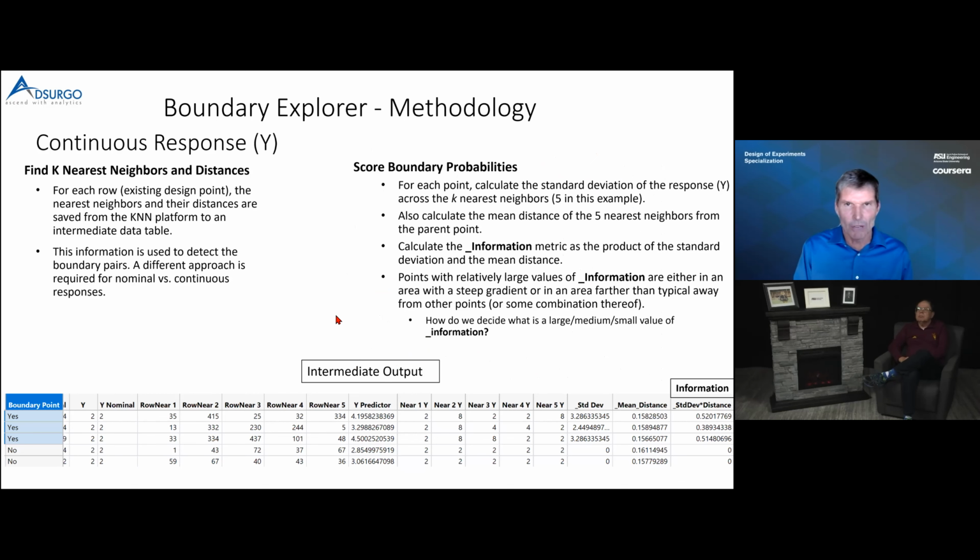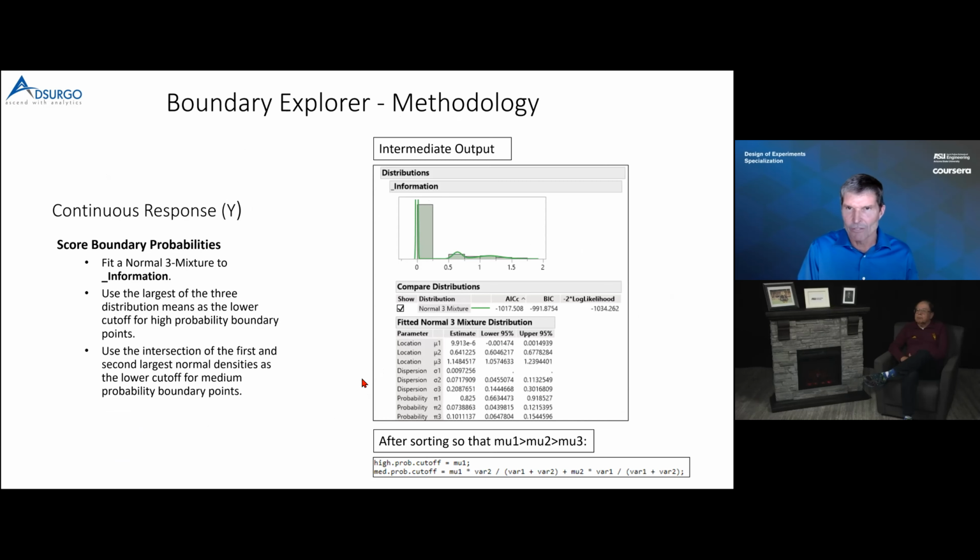Not getting too much into the weeds here, but if I take a look at this particular row, I see that my response is 2. Then if I look at the 5 nearest rows to that and look at their responses, I can see that I've got 3 of them that are 2s and 2 that are 8. And then I have a standard deviation of that. And then I say, how far is the average distance from that? If I use these 2, the standard deviation and the mean distance, I have what we'll call an information metric. Now, if I look at the bottom 2 rows here, I'll see that every one has a 2 for its response, so there's no standard deviation. So I'm pretty much assured that that's not likely going to be a boundary point. That's the philosophy that we're using.